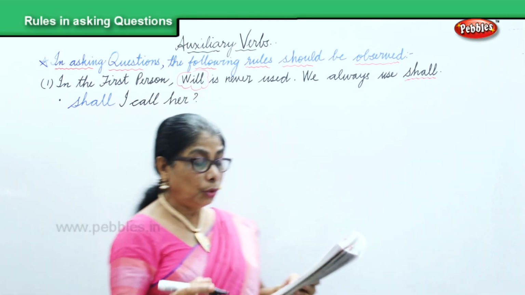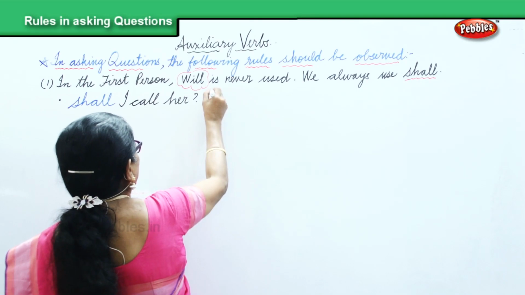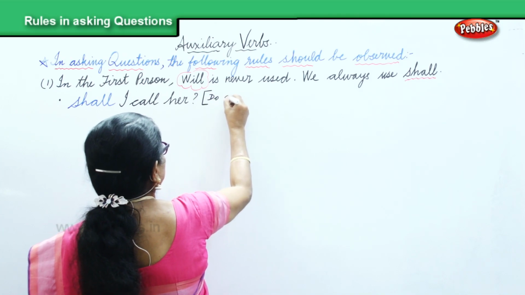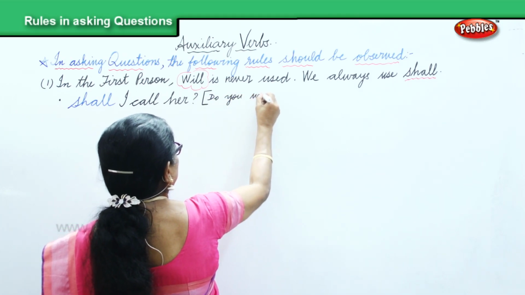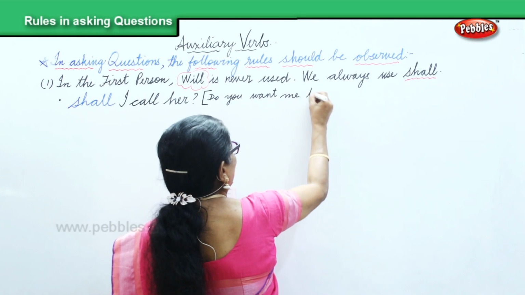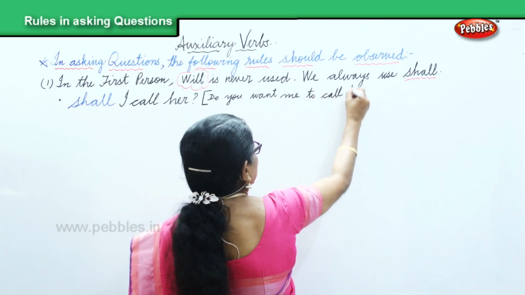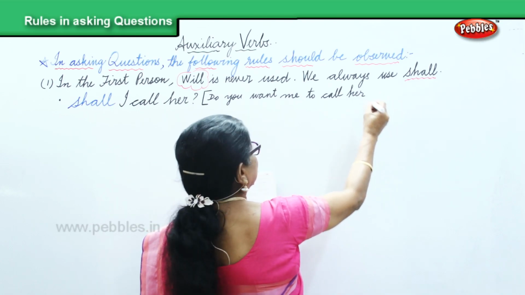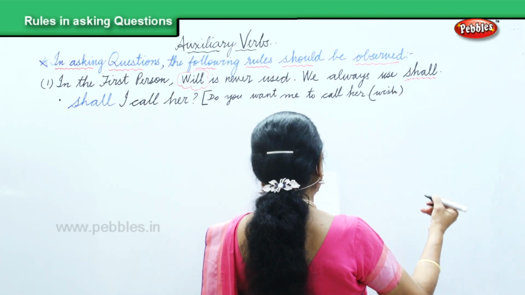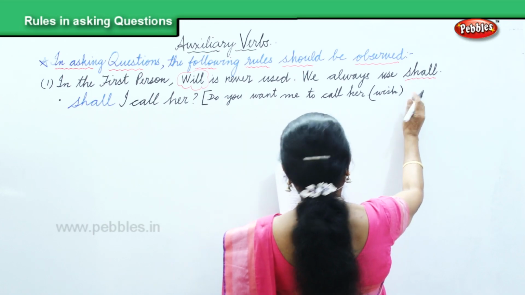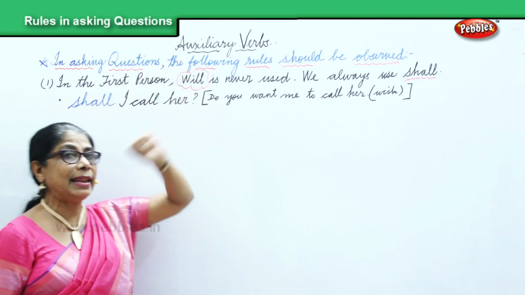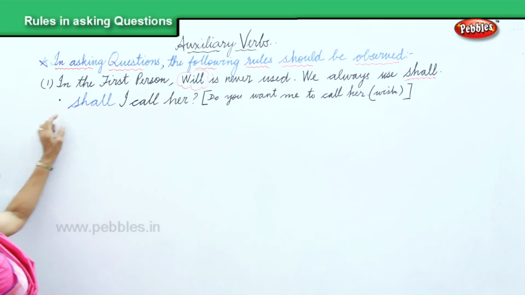But you will not say, do you want me to call her? Do you want me to call her? What we are talking about is, do you wish? You are talking about wish here. Okay. Now, in the first person, will is never used, shall is used. Shall I call her?